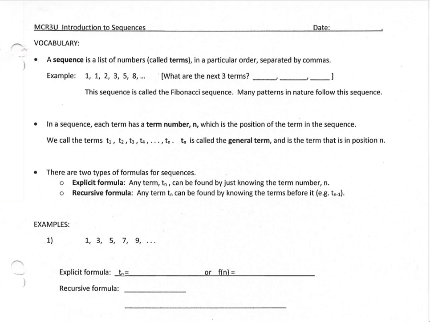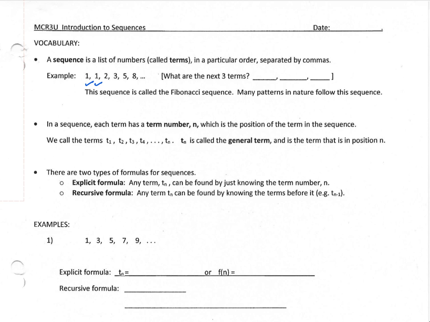So if you recall with Fibonacci, each term is the sum of the two terms before it. But the first two terms have to be given because you can't look at terms before them. So you have to give a 1, you have to give a 1, and then after that, all the other terms are determined from the terms before that.